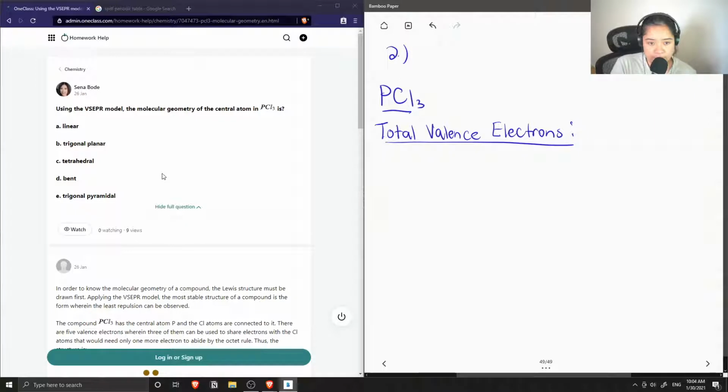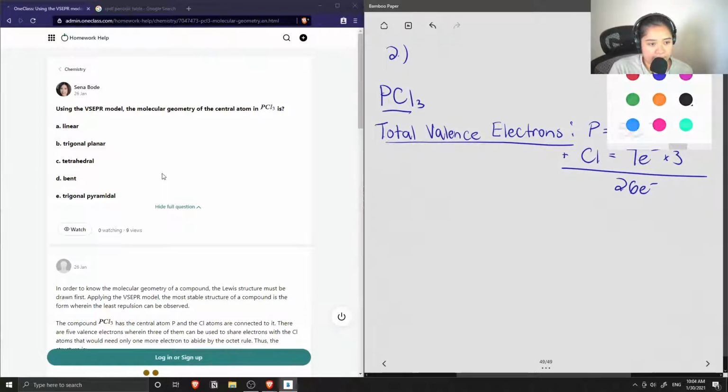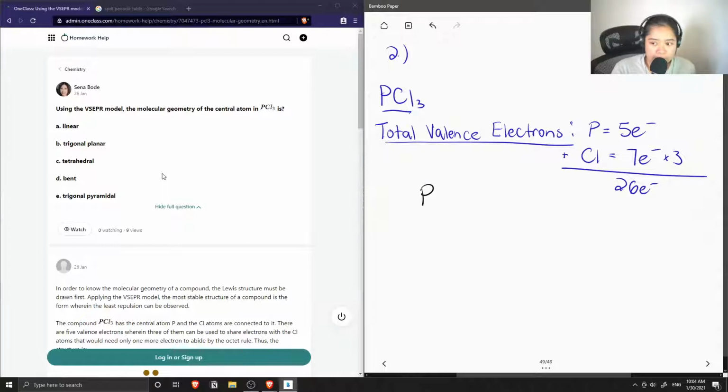So phosphorus has 5 valence electrons and chlorine has 7. And since there are 3 chlorine atoms, we multiply this by 3. And when we add these values up, we get a total of 26 valence electrons. So now let's try to draw out the skeletal structure of PCl3.